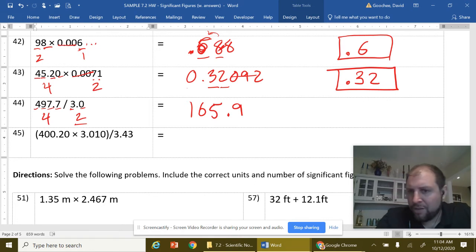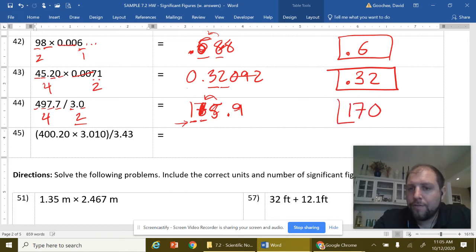So here we go. Starting from left to right, we can keep the 1. We can keep the 6. And everything else gets rounded away. Now, what comes after the 6 is a 5, so this guy gets rounded up. All right? So this is 170.